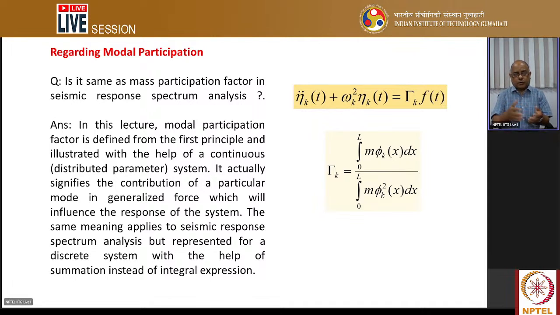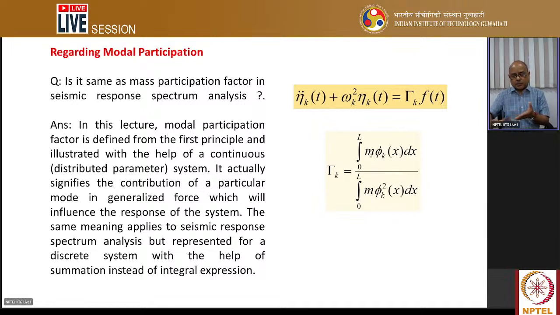So this is the procedure or formula given in the course on earthquake excitation in spectrum analysis using the mass participation factor. The modal participation factor actually indicates the amount of contribution made by a particular mode. So in the kth mode, what is the contribution in the generalized force and what is the influence on the response? And mass participation is used because you can see m is there in both numerator and denominator.